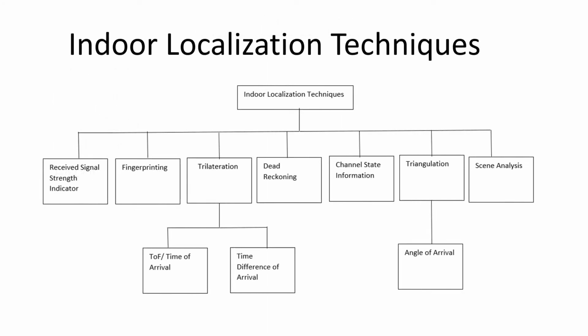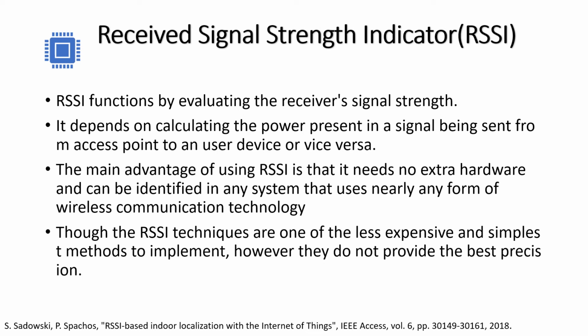These are the different techniques that are commonly used for indoor localization. Let's go through each of these techniques one by one. Received signal strength indicator is one of the most commonly used techniques for indoor localization.